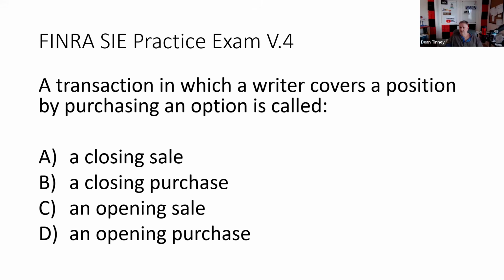So a transaction in which a writer, again, is like learning a foreign language. You need to know that writer means short. You wrote the contract. I, Dean Tinney, agree to sell 100 shares of Apple at 170. So that means I did an opening sale. And so how do I get rid of an opening sale? How do I eliminate, offset, or reduce my obligation to sell or buy?